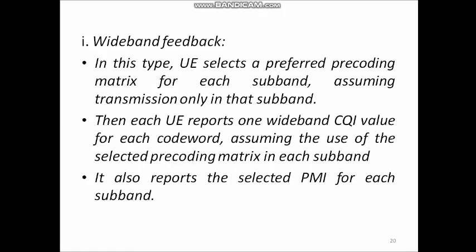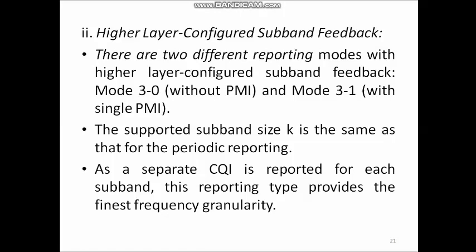First, let us consider wideband feedback. In this type, user equipment selects a preferred precoding matrix for each subband, assuming transmission only in that subband. That means multiple PMI are supported here, and then the user equipment reports one wideband CQI value for each codeword, assuming the use of the selected precoding matrix in each subband. It also reports the selected PMI for each subband.